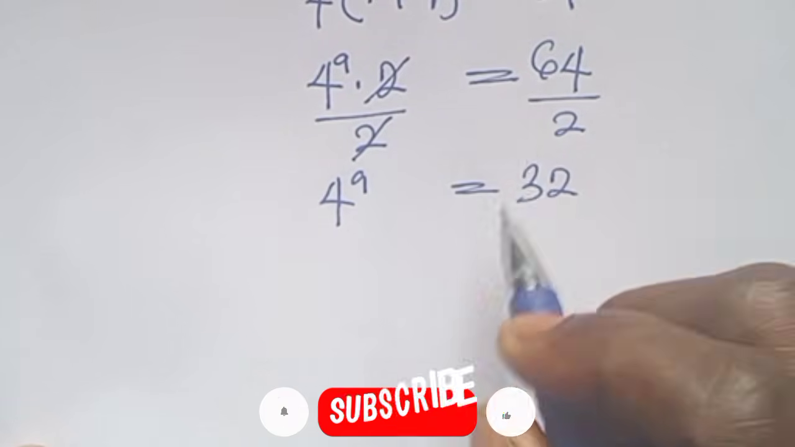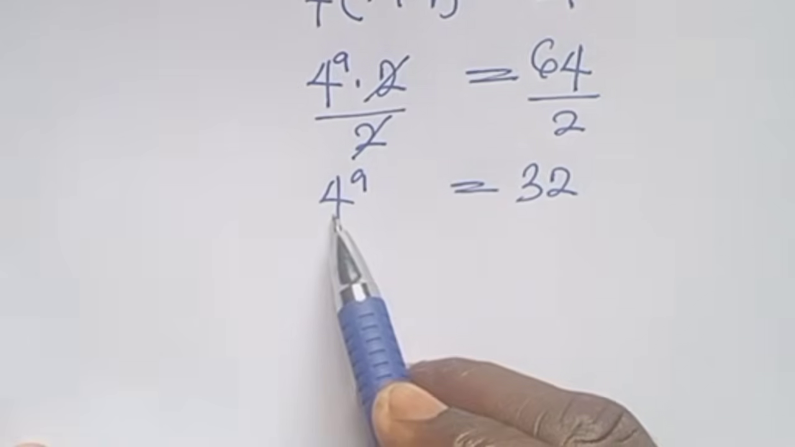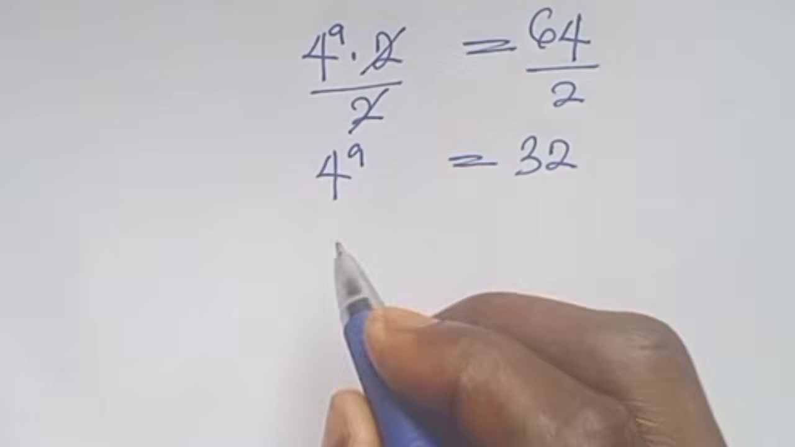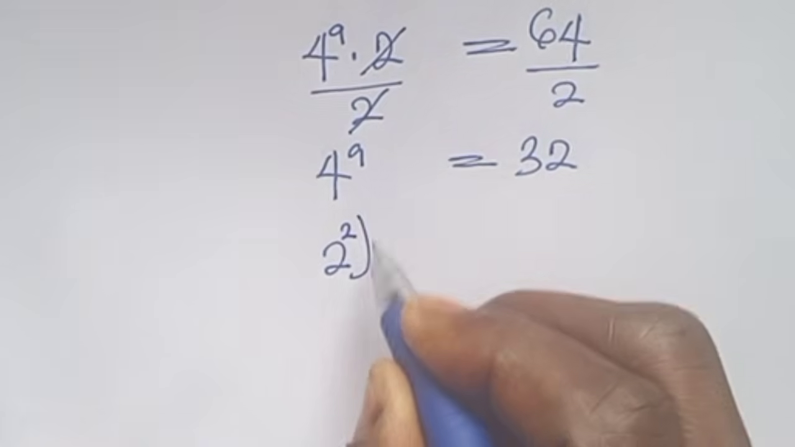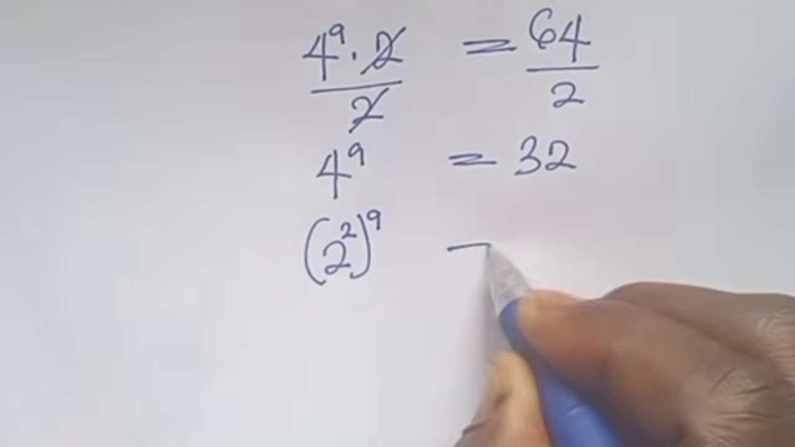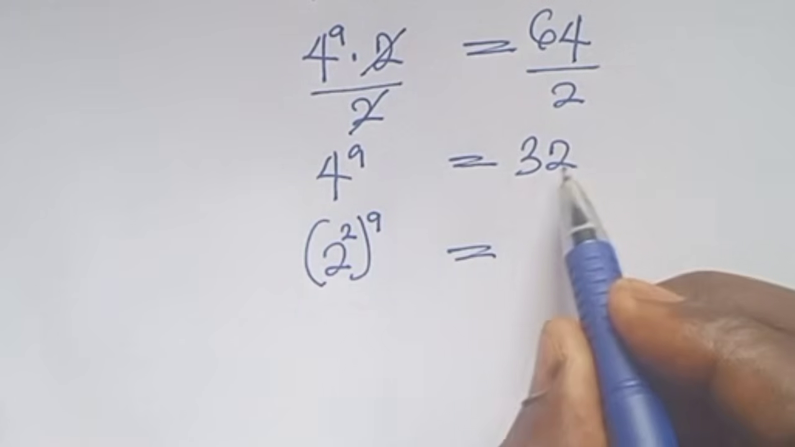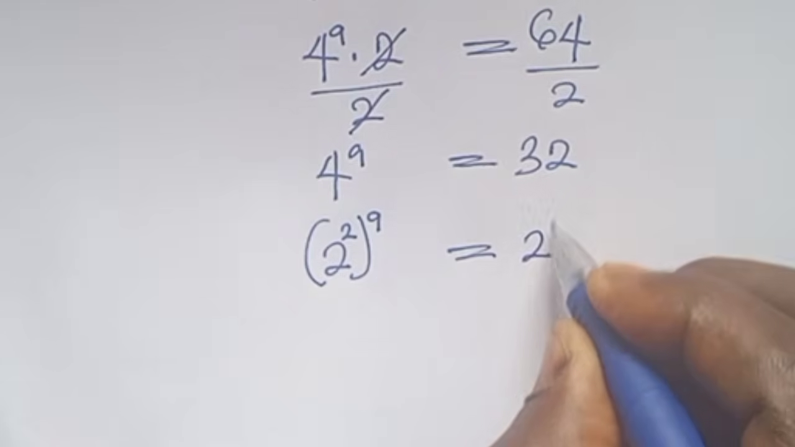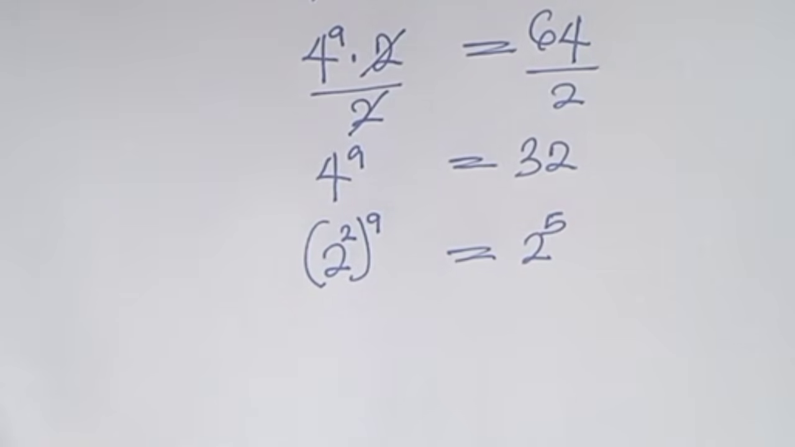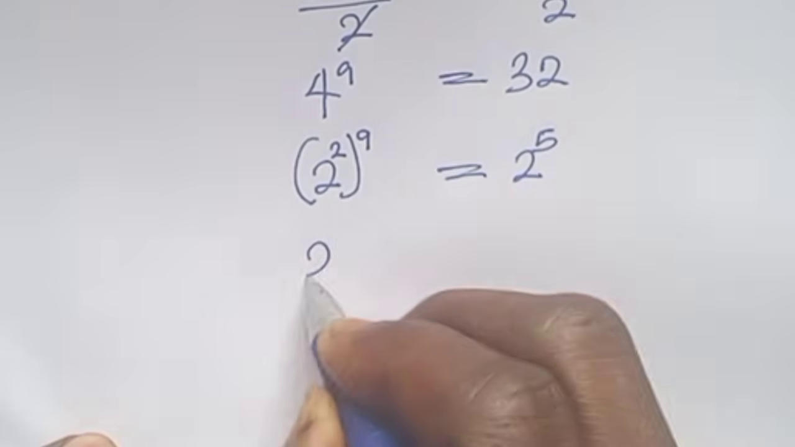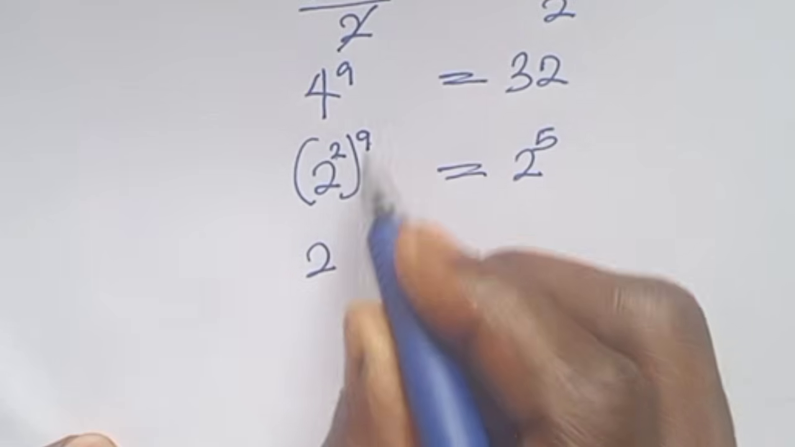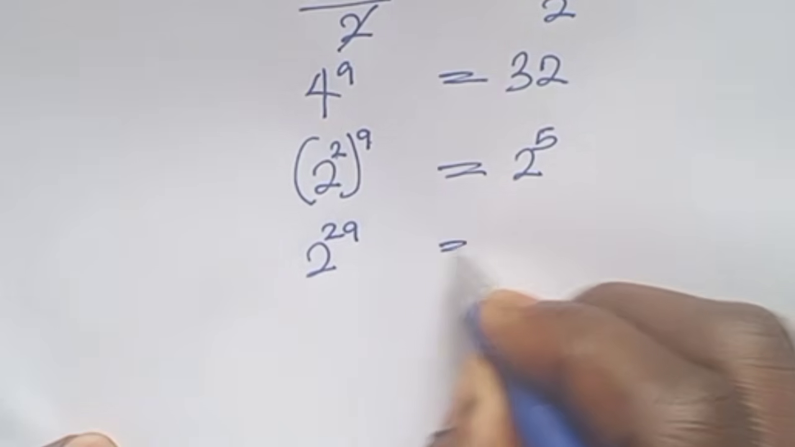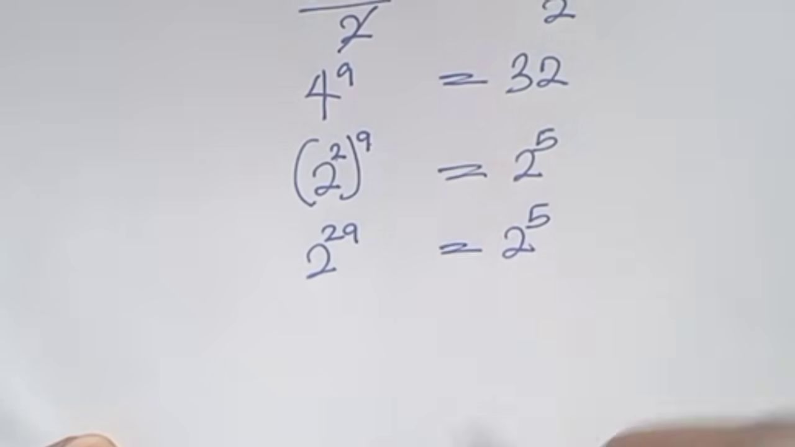Alright, so let's continue. Here we can write 4 as 2 to the power of 2, that is 2 to the power of 2, also to the power of a, equals, and 32 also can be written as 2 to the power of 5, and we are fine. So the next line becomes 2 to the power of 2 times a, that is 2a, equals 2 to the power of 5.